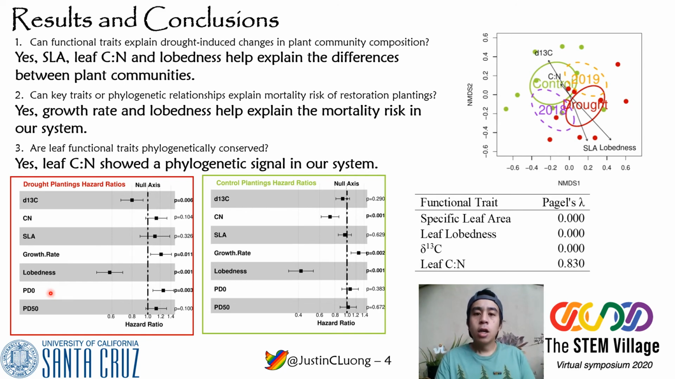We found that carbon-nitrogen ratios, but no other trait we measured, exhibited a phylogenetic signal, indicating that species closely related are more likely to have similar carbon-nitrogen ratios.